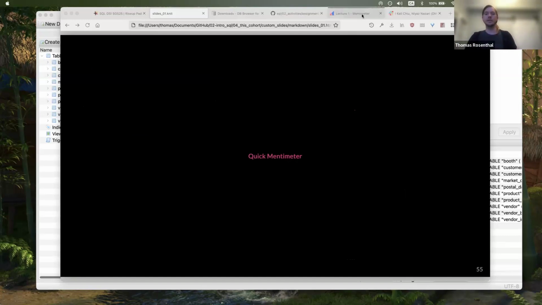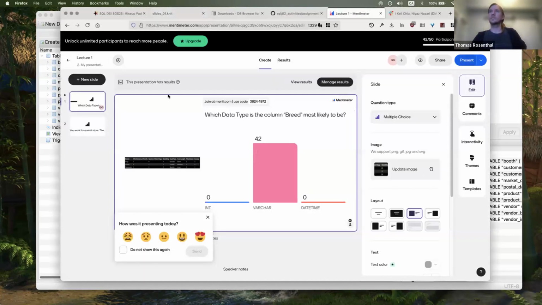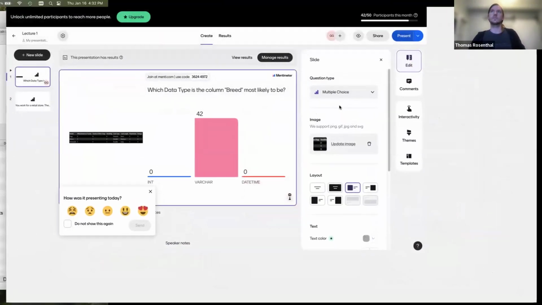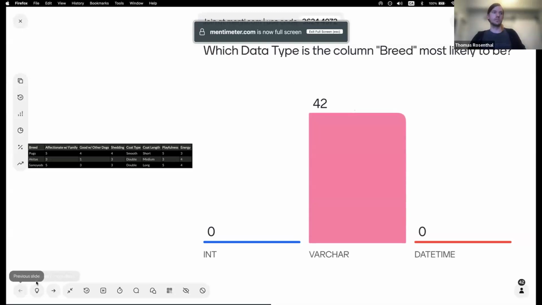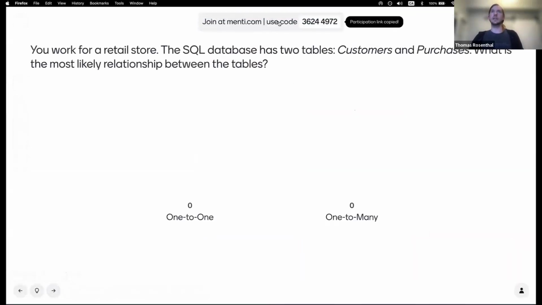Let's do another Mentimeter here real quick. Same link here. Don't write in chat, write in the Menti. You work for a retail store. The SQL database has two tables, customers and purchases. What's the most likely relationship between the tables, one-to-one or one-to-many?